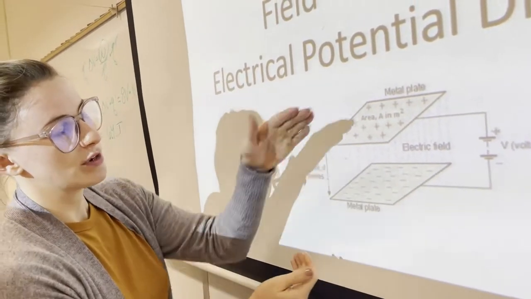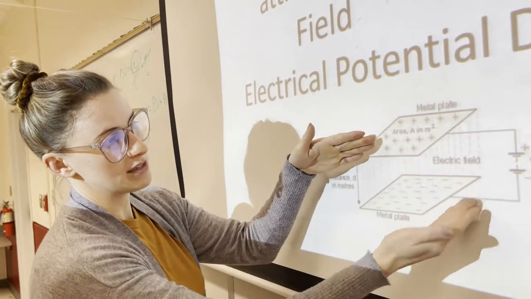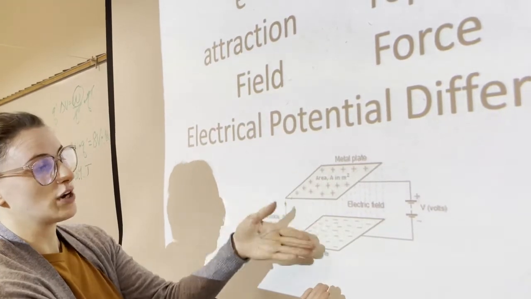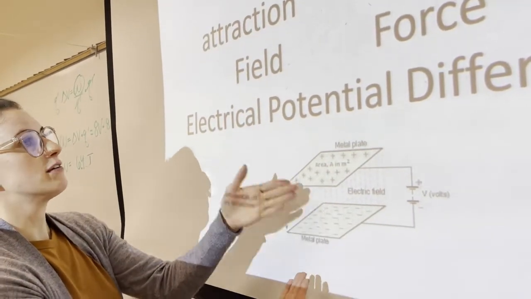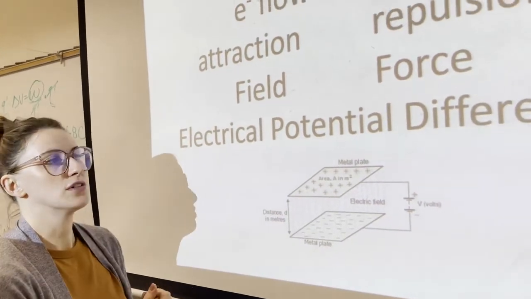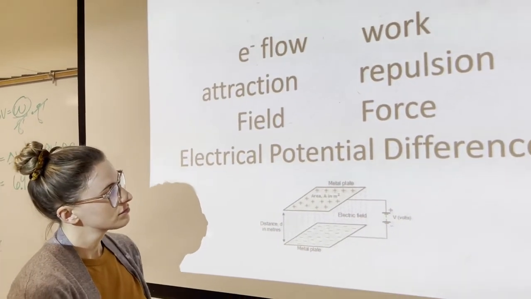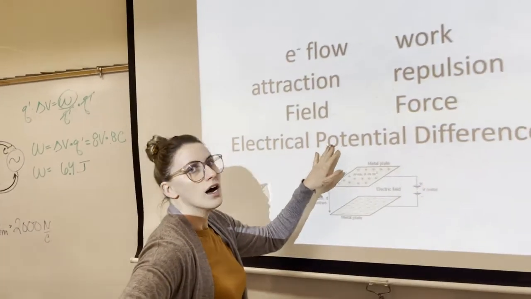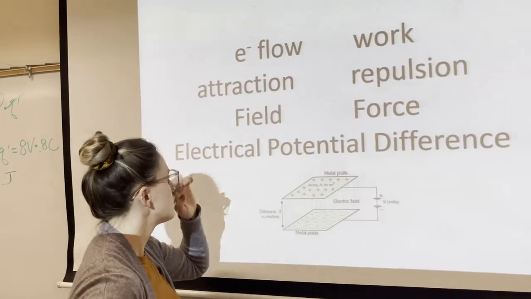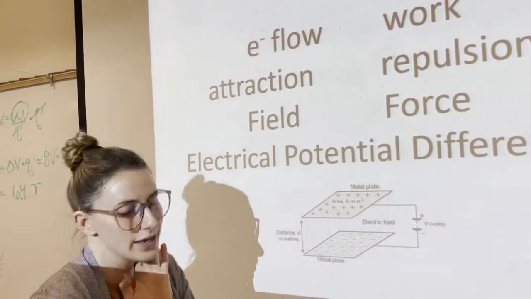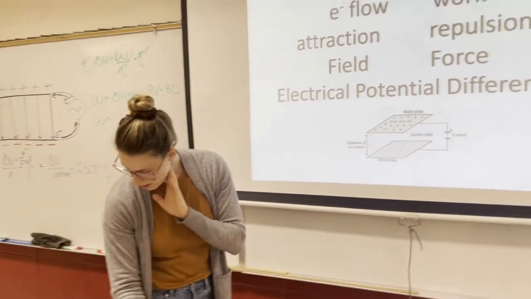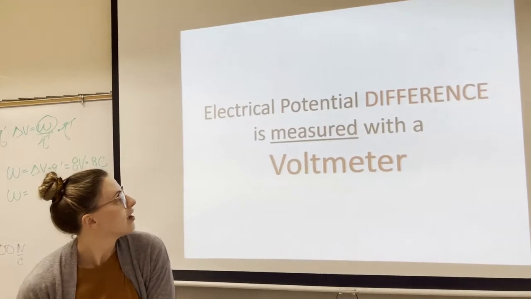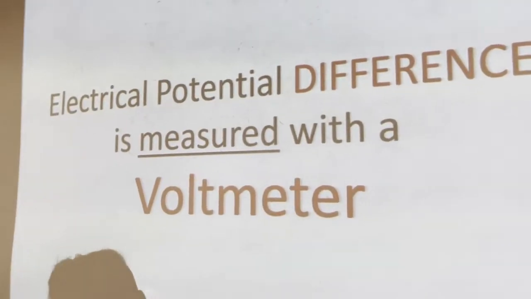Because we pump these electrons over here, we now have a difference in charges, and we're creating that field, which has an electrical potential difference. All the work you did was stored as an electrical potential difference between the plates, just like gravitational potential energy, Ug. Okay, I think that's the end. We've got one more slide. Electrical potential difference is measured. What is this measured with?